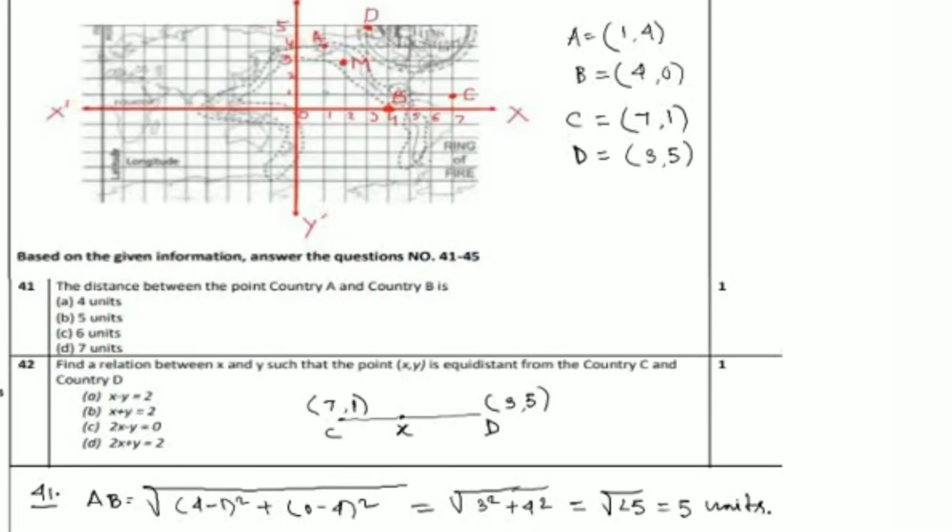Okay, so question number 41: the distance between country A and country B is. You can see here I have already found out the coordinates of country A and country B. So the distance between AB will be the root over the difference between the x coordinates squared plus the difference between the y coordinates squared, and it will be 3 squared plus 4 squared, therefore root over 25, which is equal to 5 units. So here option B will be the right answer.